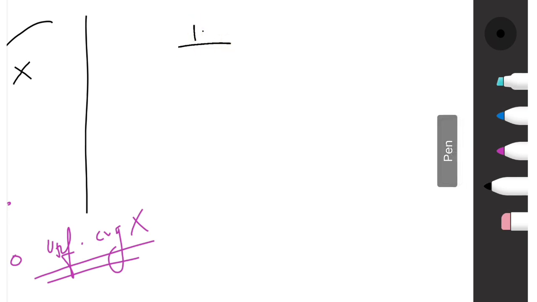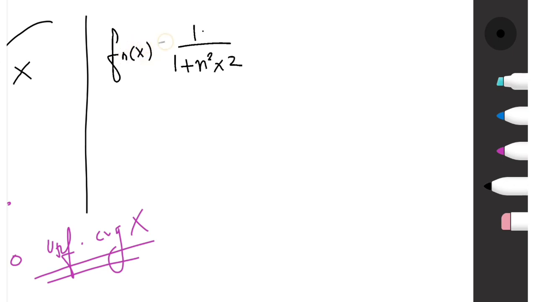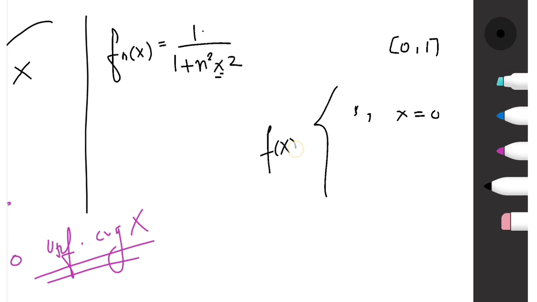1 by 1 plus n square x square. This is our f_n(x) and the interval is from 0 to 1. When I check at 0, we get the function value 1 when we put x equals to 0. This is f(x).